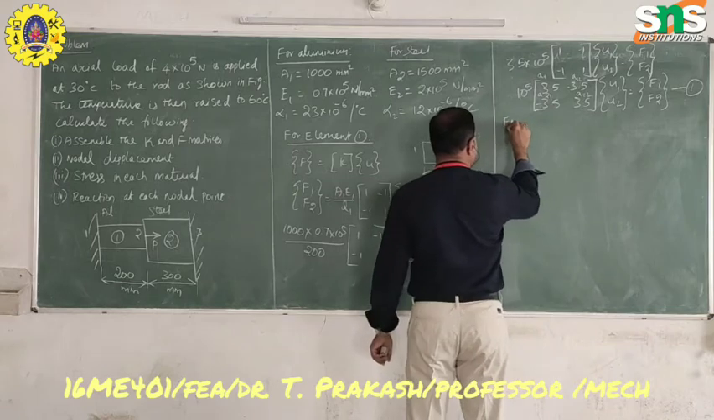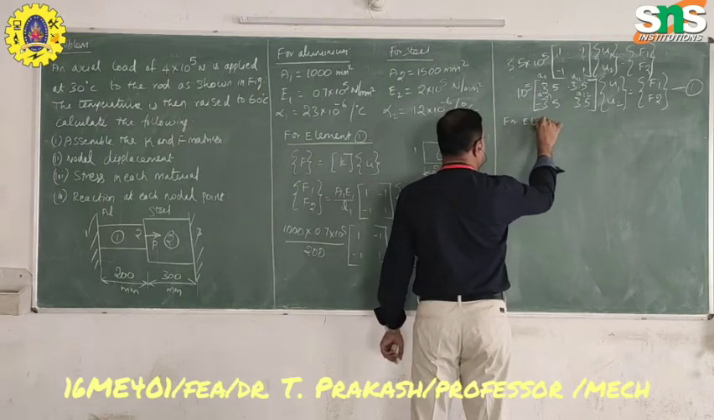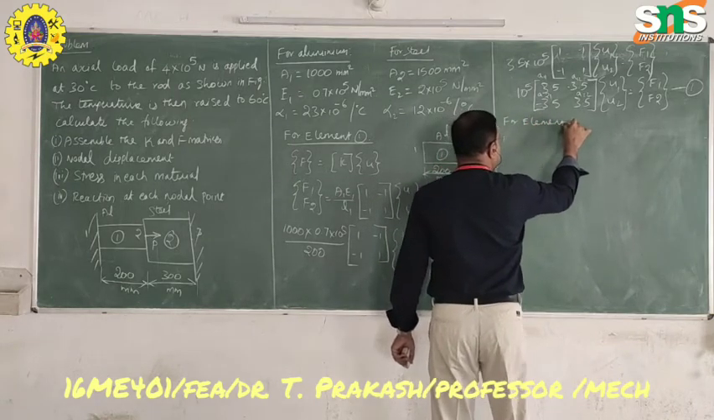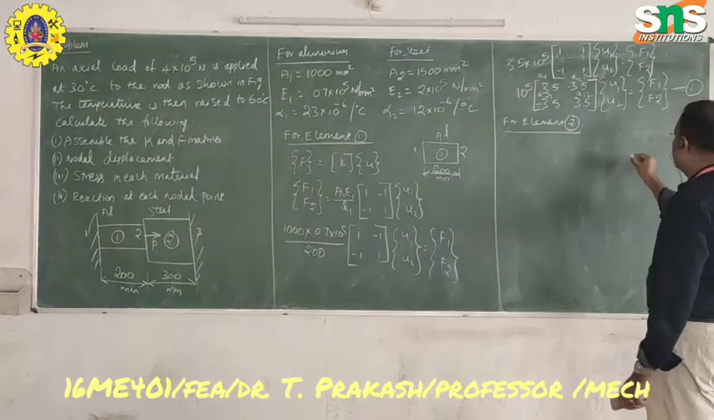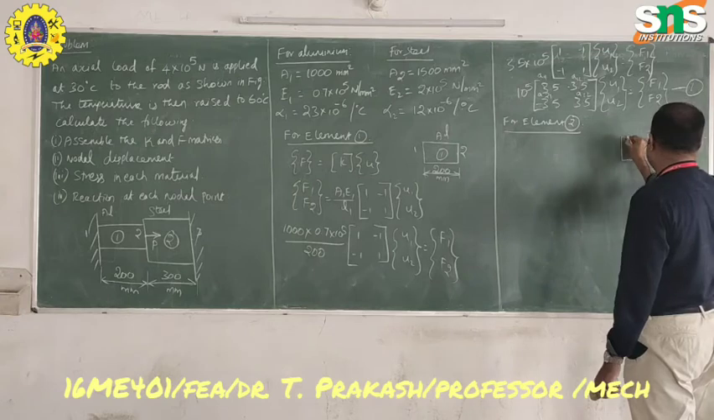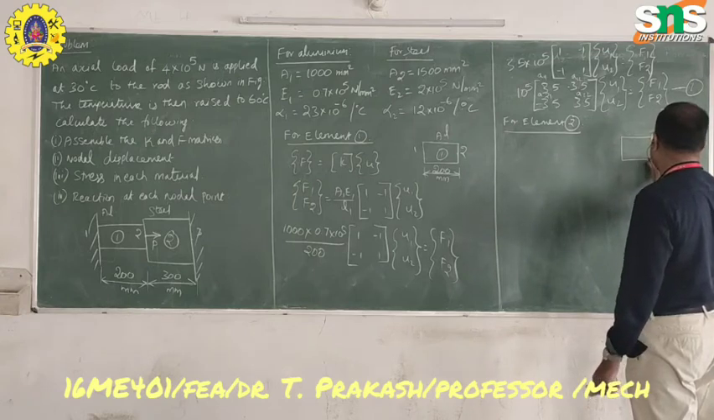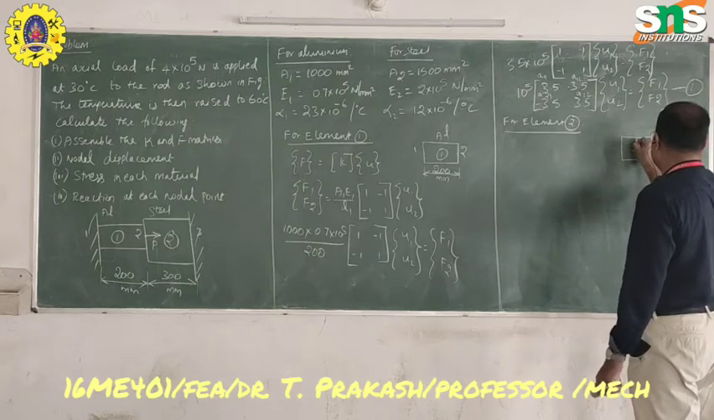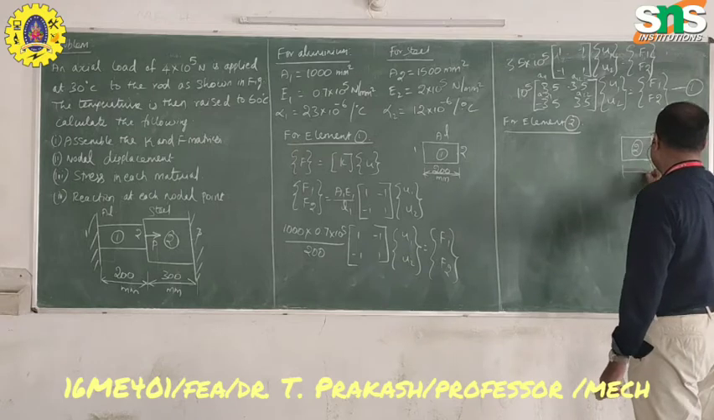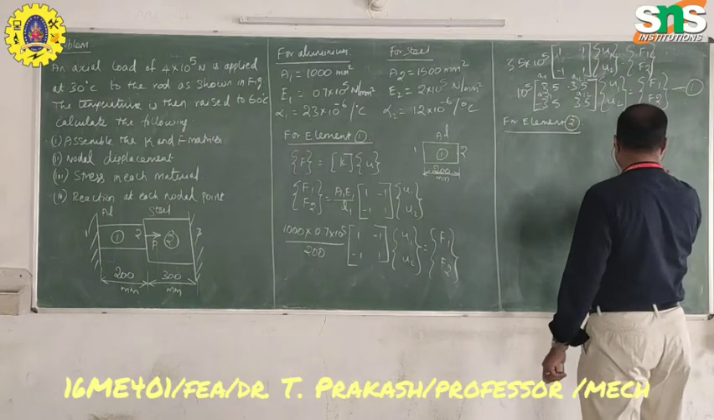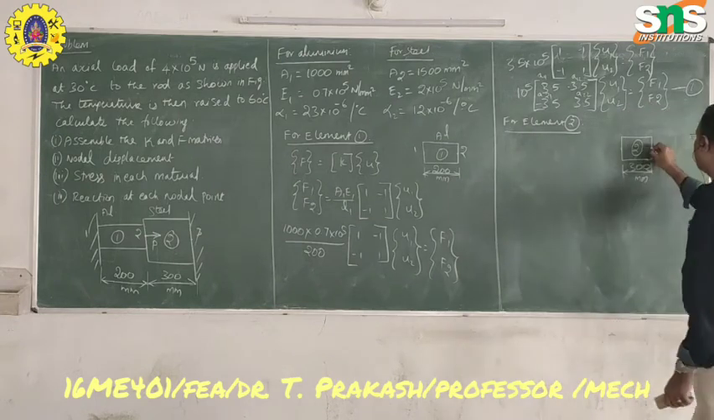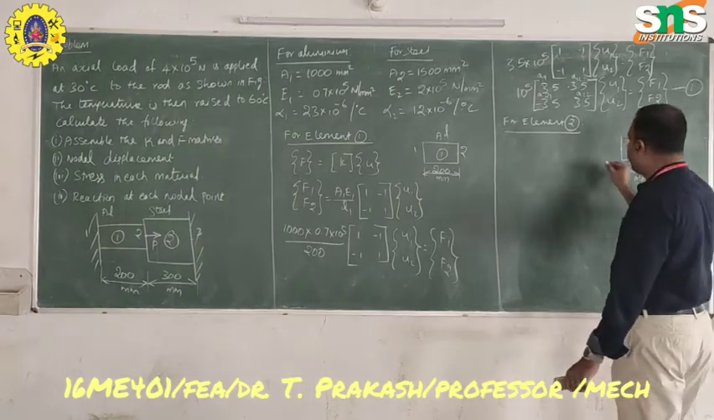Next, take element 2. The element 2 is steel. Draw the element. The second element, the length of the second element is 300 mm. And mark the nodes also, with node values 2 and 3.